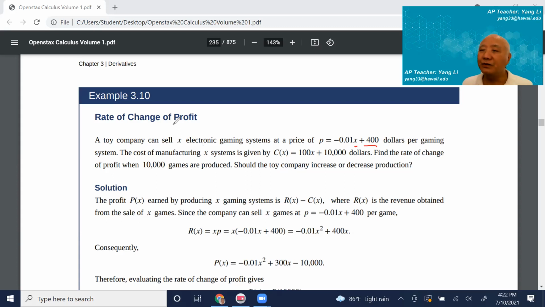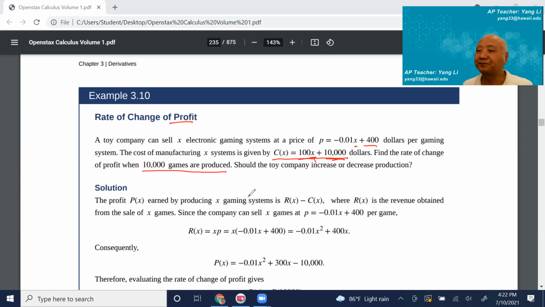And then since we're looking for the profit, we're going to look at the cost. The cost function is this, which is also related to how many you produce, okay? For example, you produce 0, what happens? 0 times 100 is 0 plus 10,000. So that means your initial cost is 10,000, right? So find the rate of change of profit when 10,000 games are produced, okay?